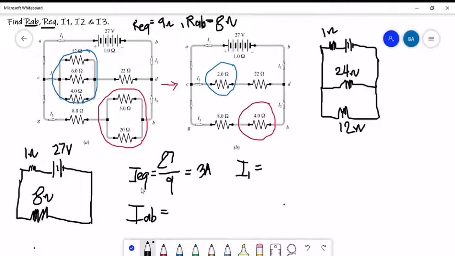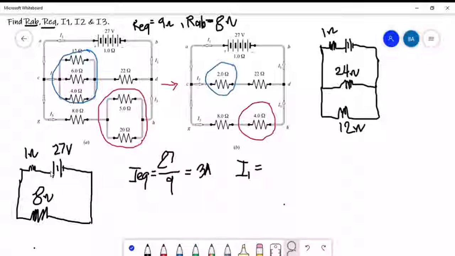Okay, so let us now find the I sub 1 first. Let me erase this one. Based on the data that we have right now, we know that in this kind of circuit, we have our R equivalent here, right?